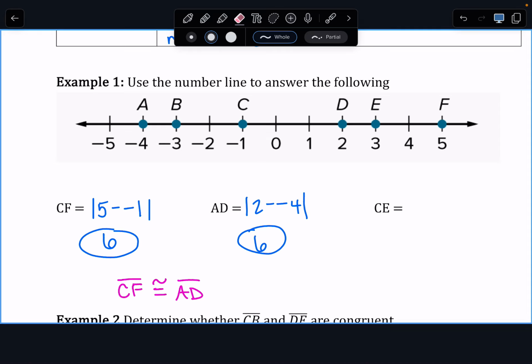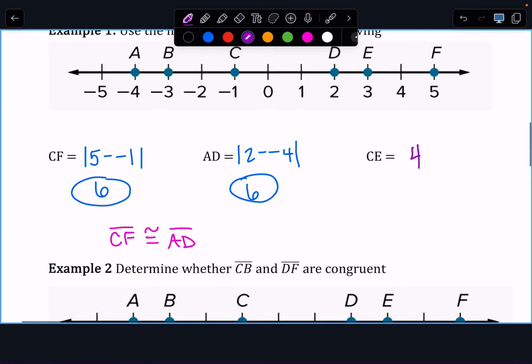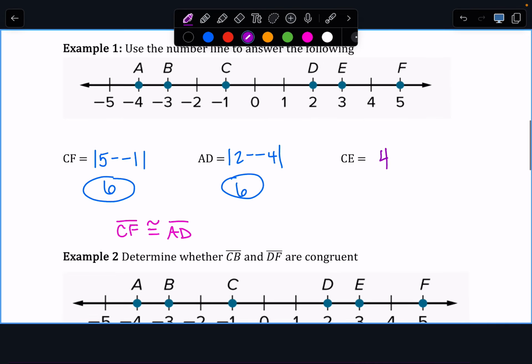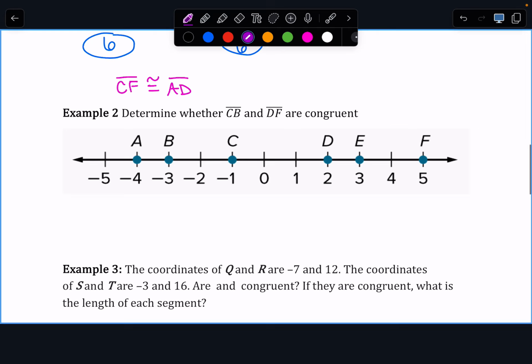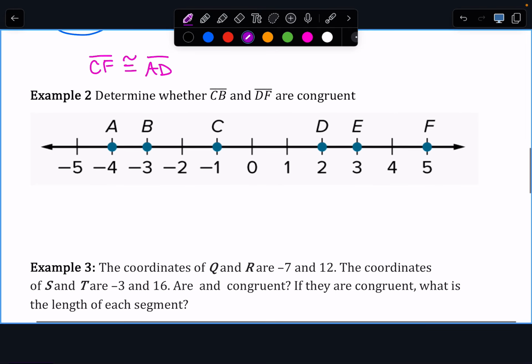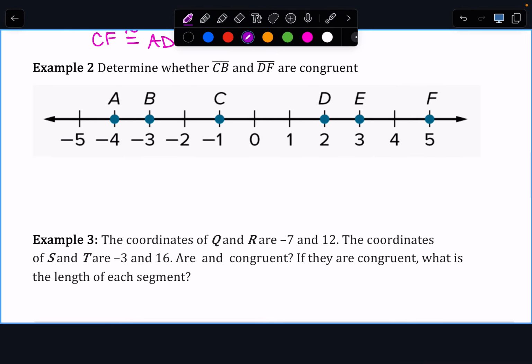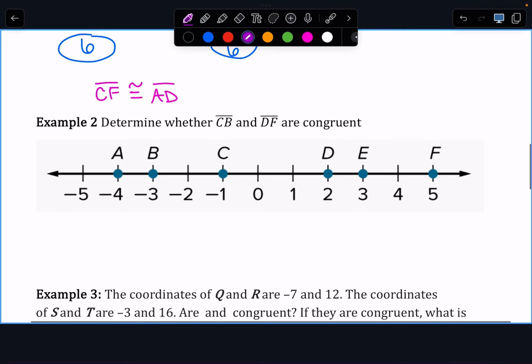All right, everybody. What is the length of CE? 4. Okay, answer this question. I guess not show your work, but at least like CB equals, DF equals. Example 2, sorry.